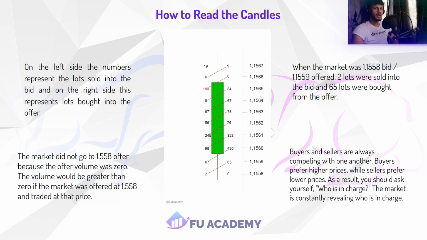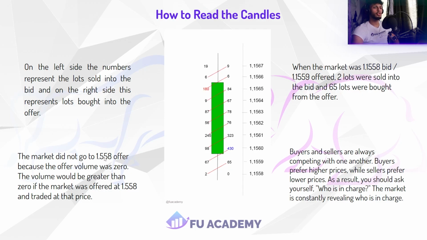Now when the market was 1.1558 bid, 1.1559 offered, 2 lots were sold into the bid and 65 were bought from the offer. So as you can see right here, in the market at this price level, 2 lots were sold into the bid and 65 were bought from the offer. Once again, at 1.1560, 67 was sold into the bid, 430 was bought from the offer.